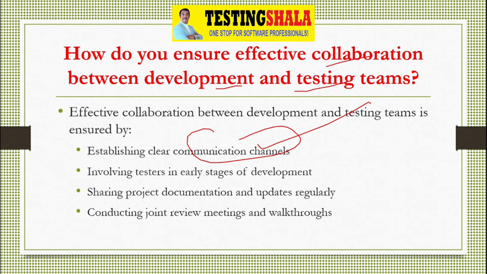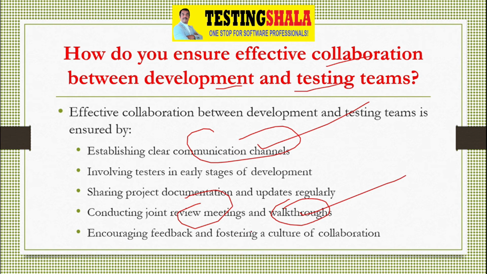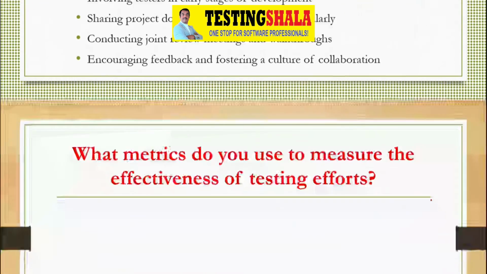Both the development and testing teams should keep doing joint reviews, so that they can give the right feedback and expect the right things, and even walkthroughs with the development team. And always look for feedback from the development team and the stakeholders, so that the right collaboration culture will be there across both the development team and the testing team. If we manage this, definitely we can collaborate effectively between the development team and the testing team.